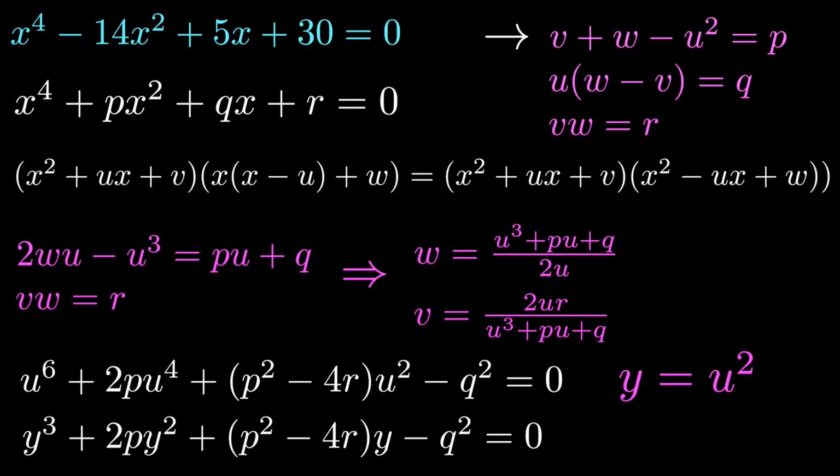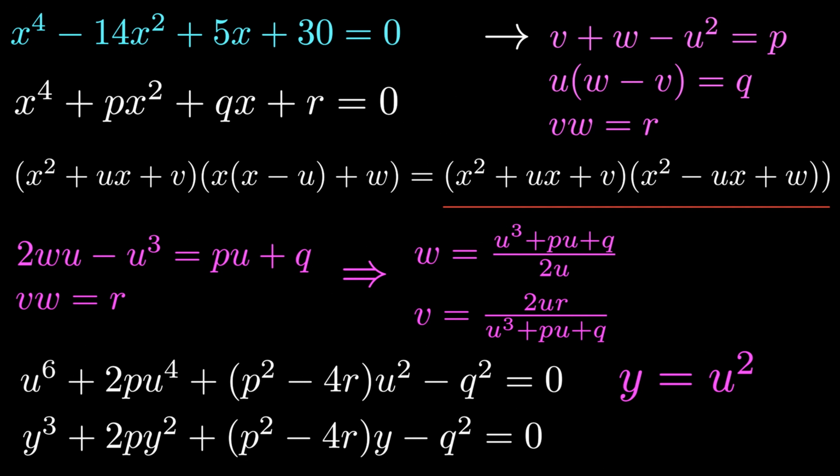So if we know what y is, then we know what u is, and we can substitute this value of u into our expressions for w and v, so that we can figure out what w and v are. And if we know what u, v and w are, we can essentially figure out what the roots are of our two quadratic equations, (x squared plus ux plus v) times (x squared minus ux plus w), and ultimately figure out what the roots are of our quartic equation.